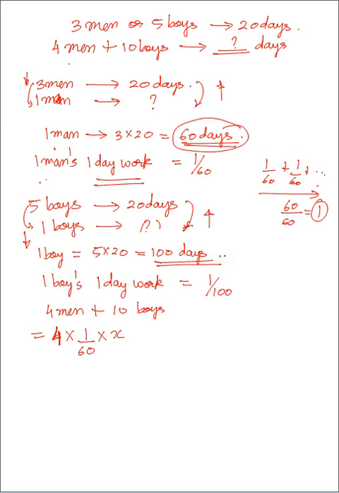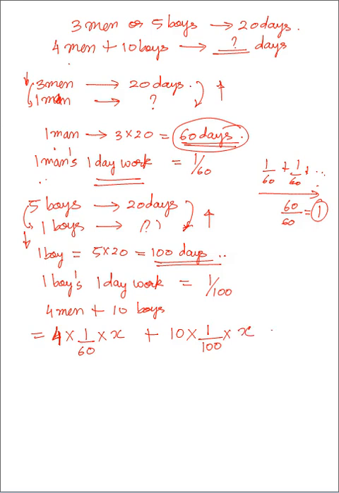So 10 multiplied by, now the boy completes how much work in 1 day? That is 1 by 100. And for how many days? See, both are working for the same duration of time, so here also you have to multiply by x only. Okay, so it is equal to 1.